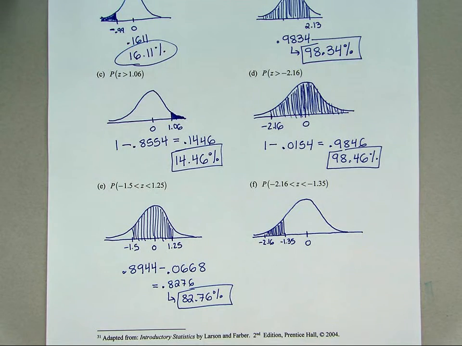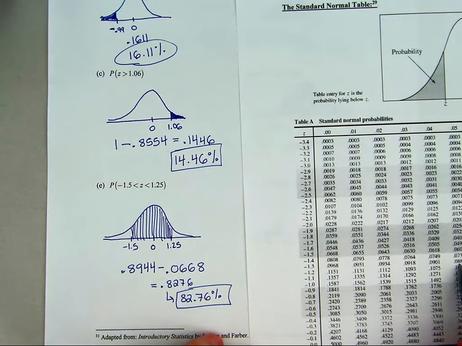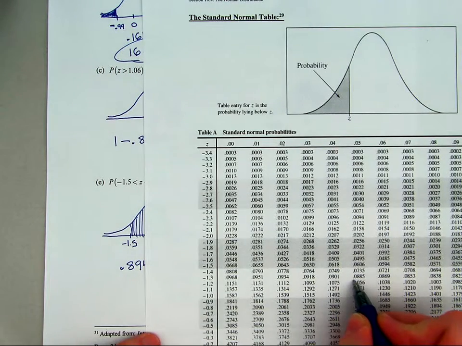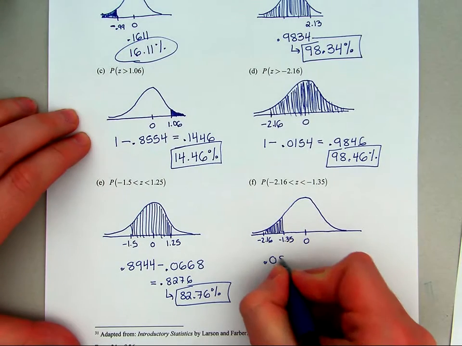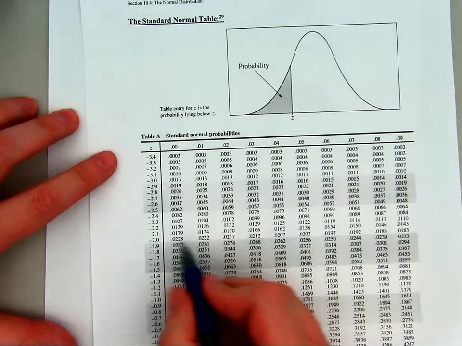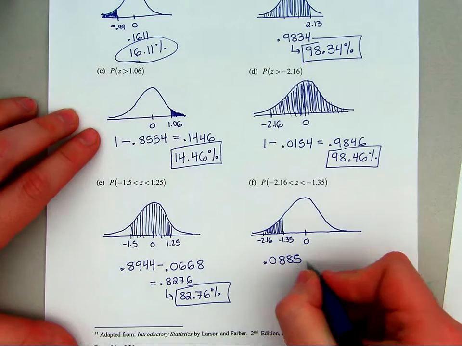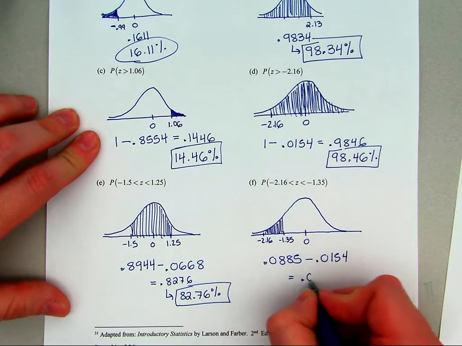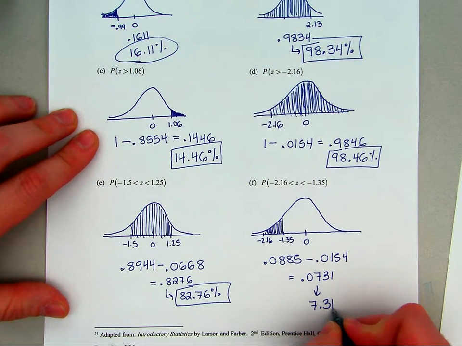Area to the left of negative 1.35 looks like, oops, it's off the screen, looks like 0.0885. Area to the left of negative 2.16, 0.0154. You're going to get 0.0731. You're going to get 7.31%.